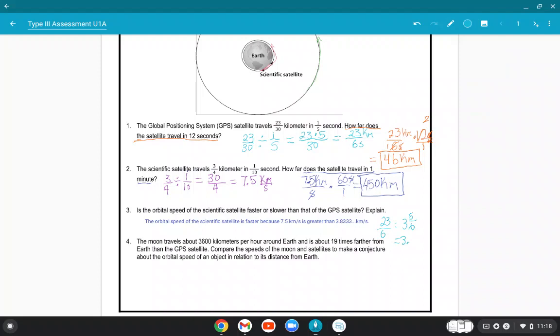And 5 over 6, since I do know my decimals very well, I know that it's going to be 0.8 with the 3 repeating. That's how I got that. And that's all I had to do to answer that question. That's all I had to do for number 3.